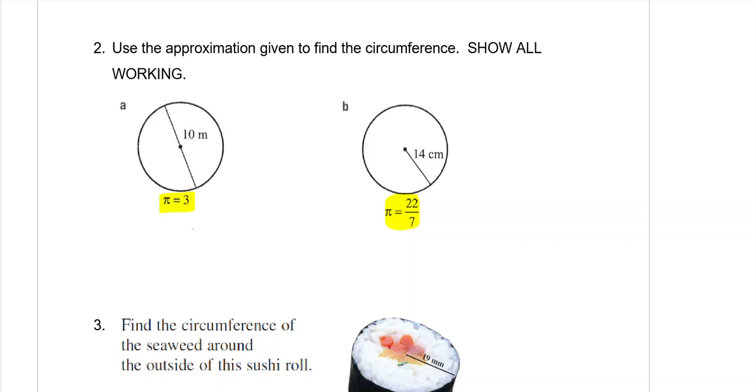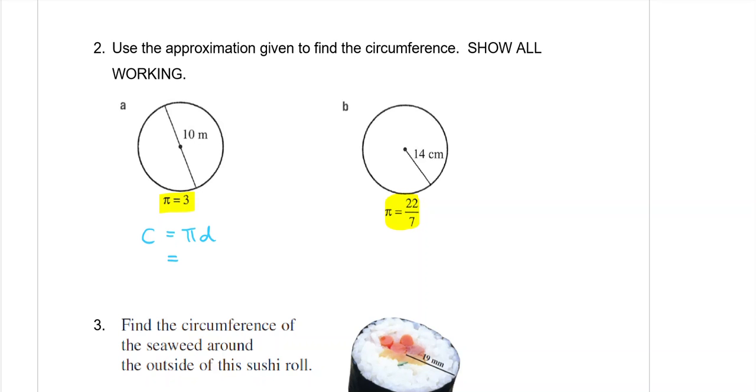So the question starts pretty much the same. We have to decide which formula we're going to use. In the first question, we're going all the way from one side of the circle to the other, which means we have a diameter, and we need C equals pi d.